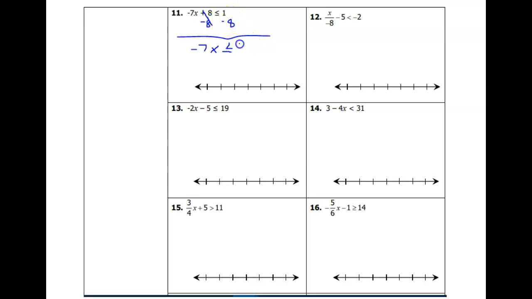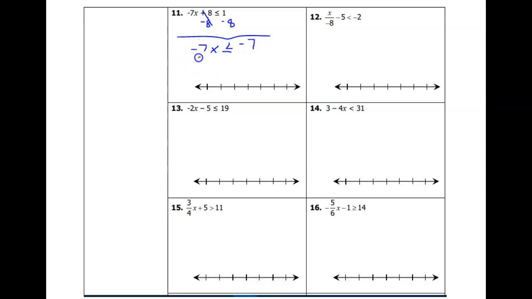Well, that is -7. Now, here's where I need you guys to pay attention. Everybody pay attention. In order to get x by itself, what do I have to do? Dividing. Yes, I got to divide by 7.